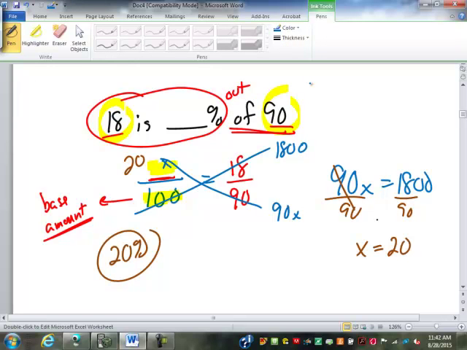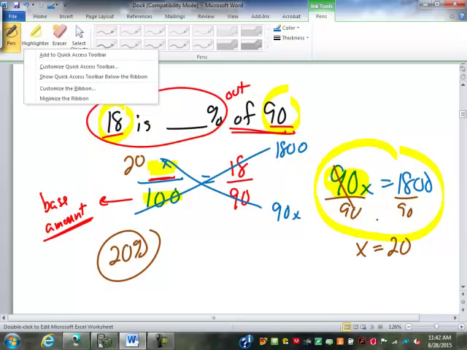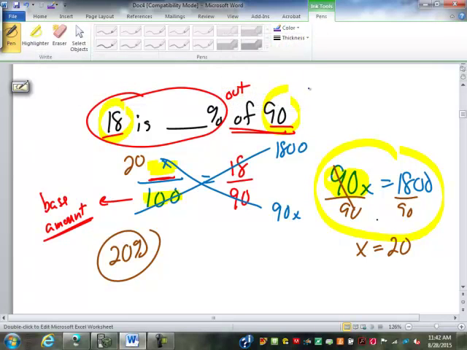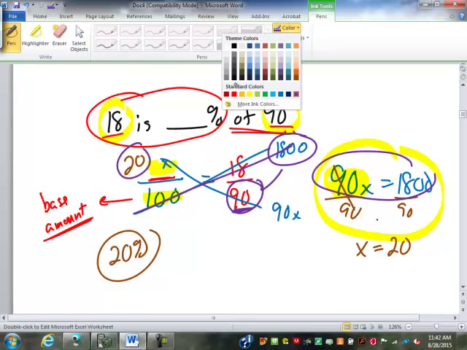Now you'll notice when we're working with these, when we cross multiply and get this equation, we always end up with an equation here that we're going to solve by dividing. So they shorten that process up. Rather than just cross multiplying and then solving the equation, they'll do just cross multiply and divide. So rather than getting this equation, they'll just do 100 times 18 is 1800, then divide by the 90 to get the 20. I'll show you in my next example here.